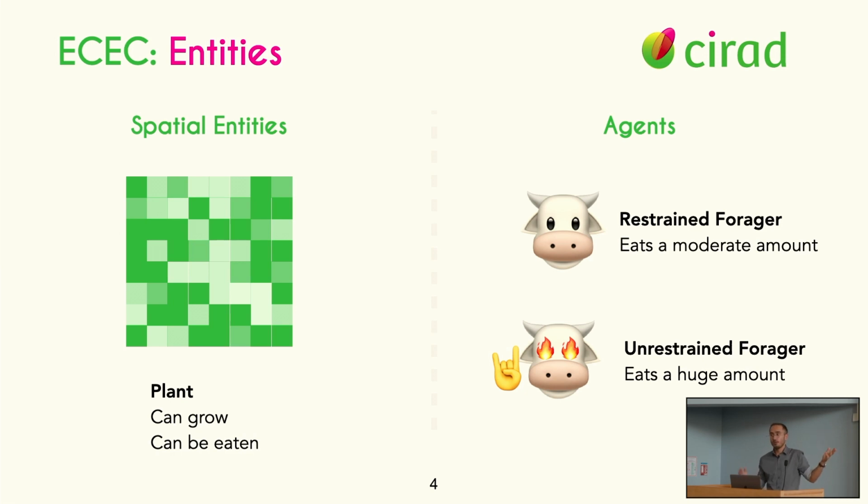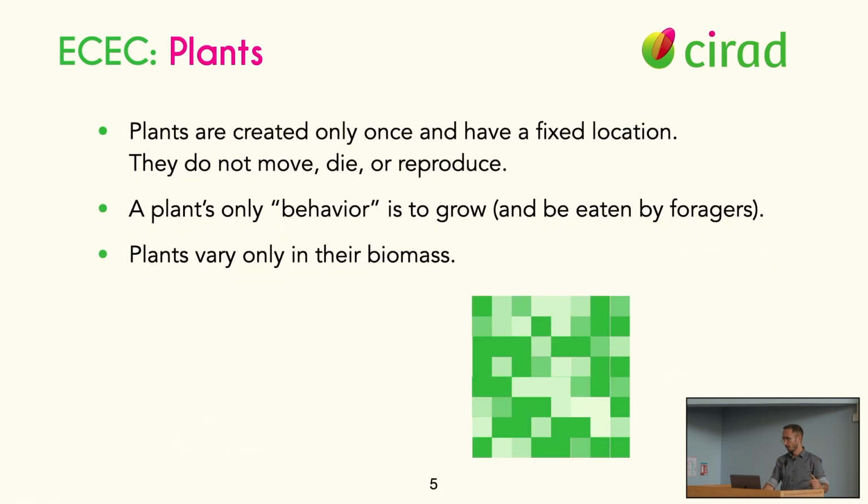Plants can only grow and be eaten. They're very simple things, represented by the amount of biomass that they have. Restrained foragers eat a moderate amount of grass, and unrestrained foragers eat a lot of grass. We will be seeing the dynamics of these foragers, for example, how they compete for the grass.